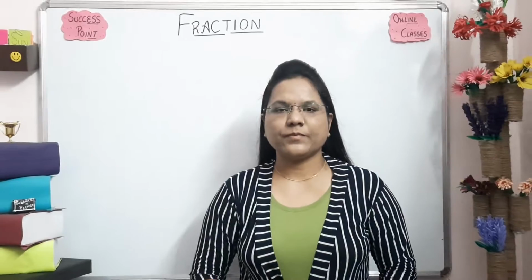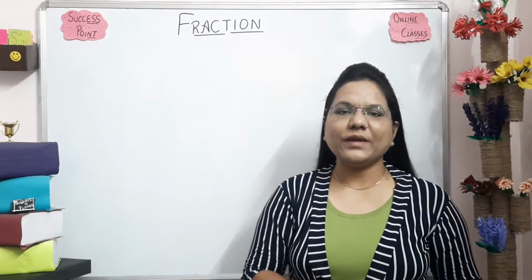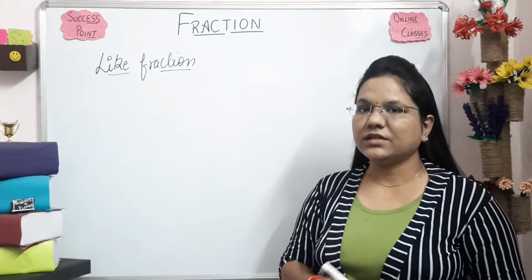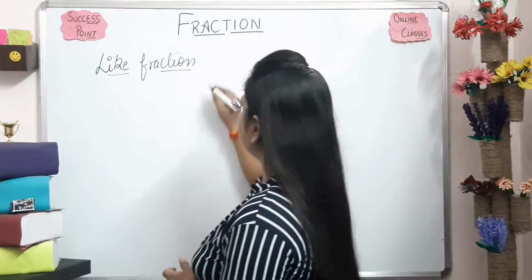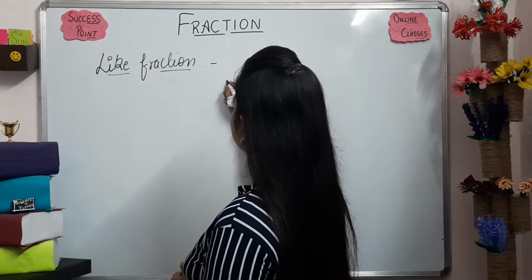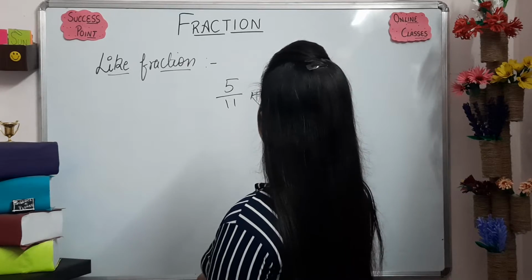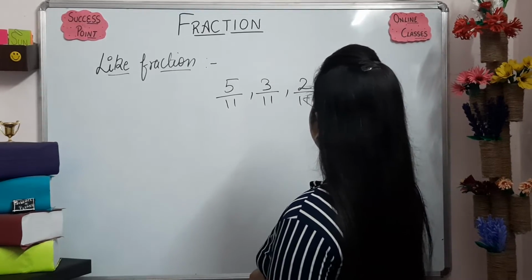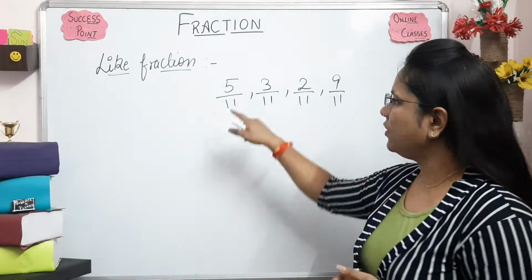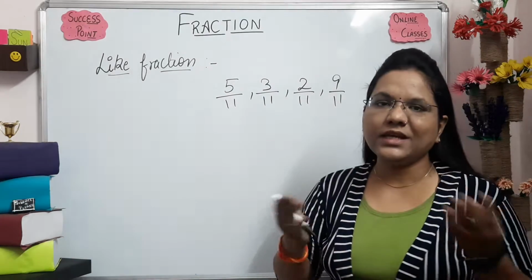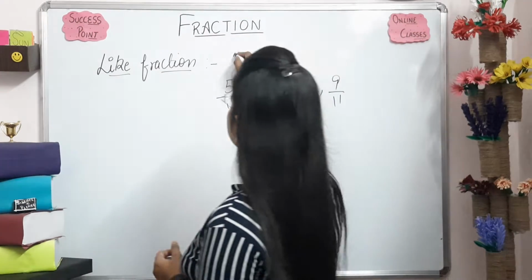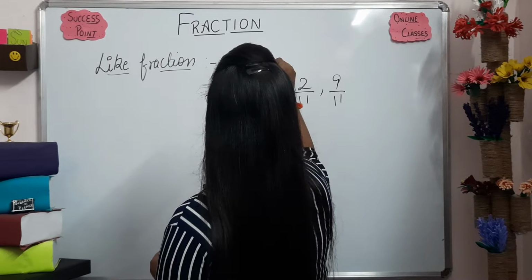Okay guys, moving to the next topic, what is like fraction. We already discussed it. Like fractions means the denominators are the same, like 5 by 11, 3 by 11, 2 by 11, 9 by 11. As we can see, all the denominators are the same. So let's start performing some.